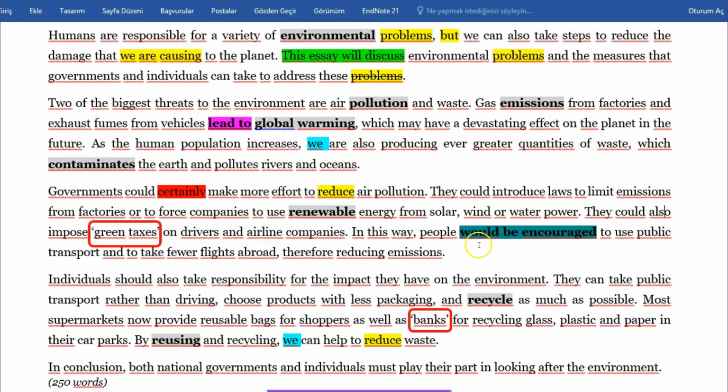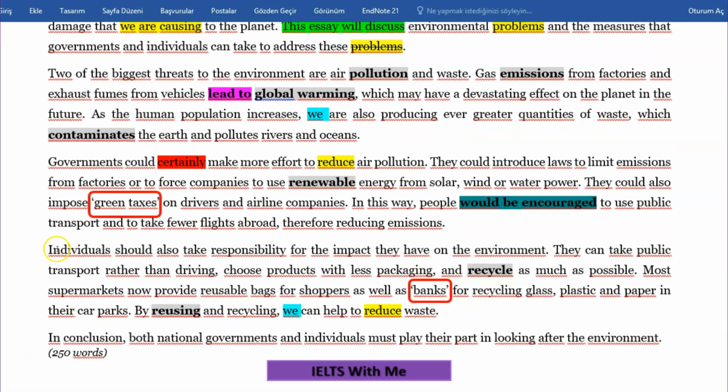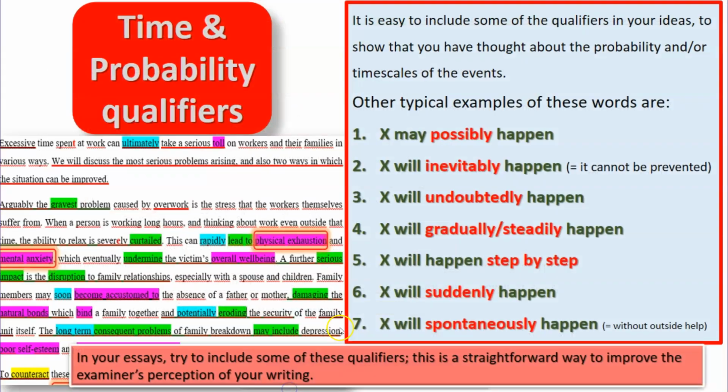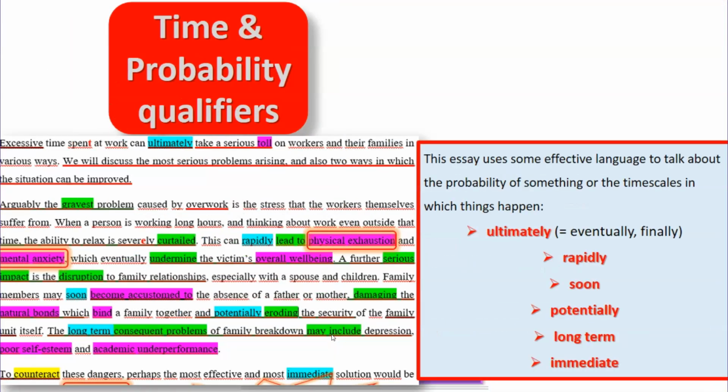Try to use the passive form in your essay once or twice. Would be encouraged to use public transportation, and to take fewer flights abroad. Therefore, as a result, reducing emissions. Okay. Next paragraph, this is regarding individuals. What can individuals do? Okay, now we are talking about providing solutions.